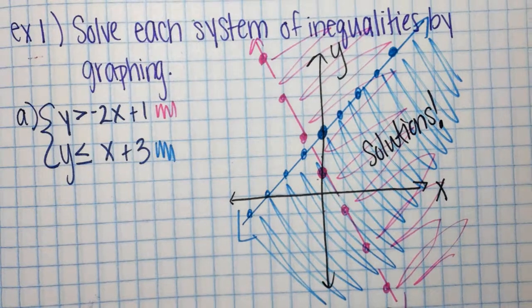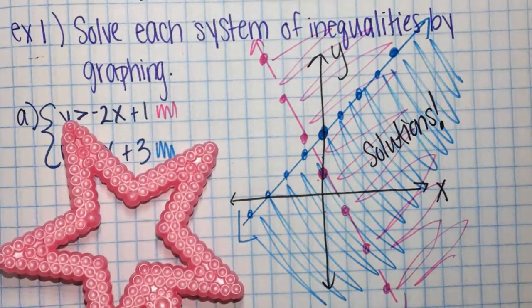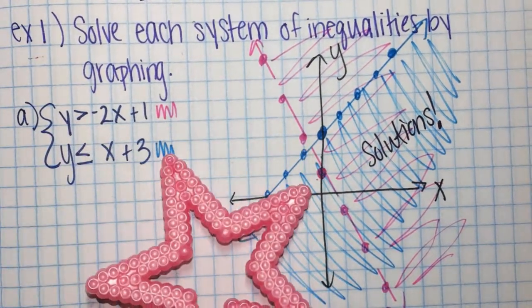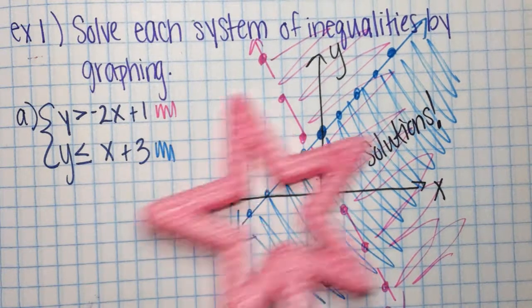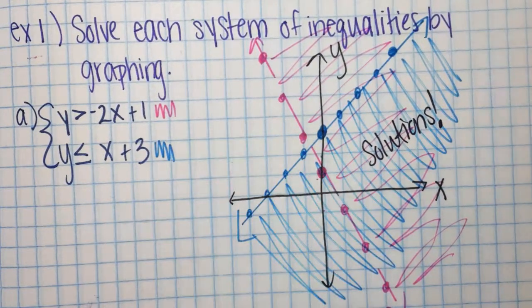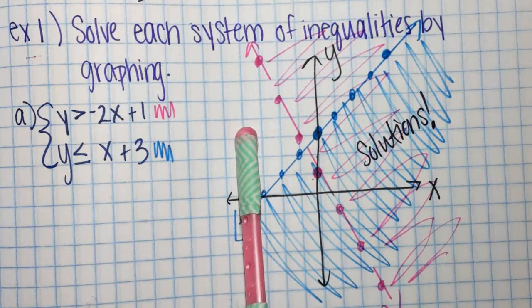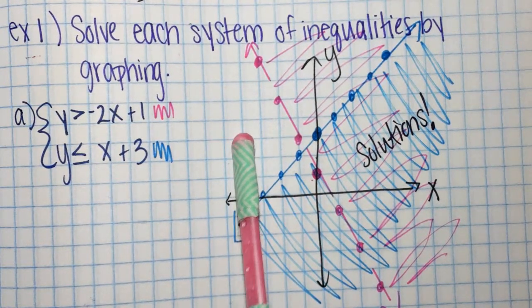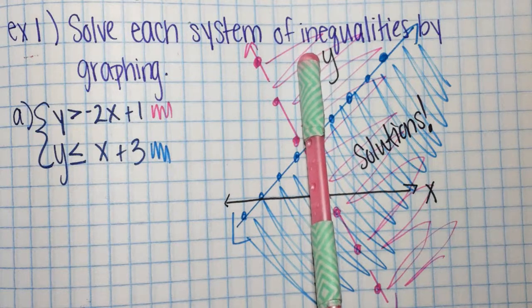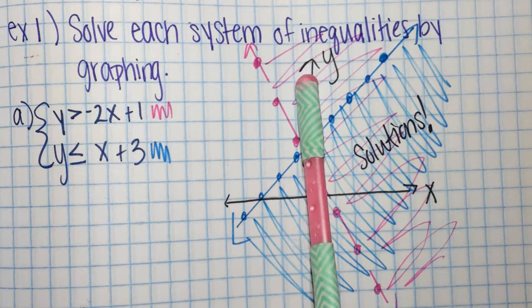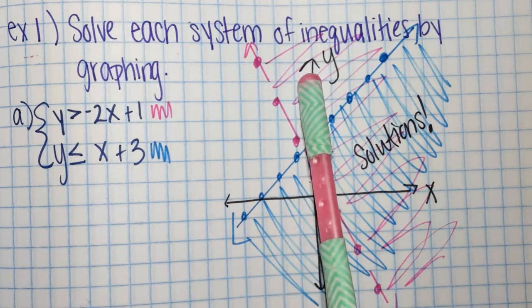Alright, now, it has to be above the pink line and below the blue line. Right here. Is this above the pink line in this section right here? Is it below the blue line? No. So that's not where our solutions are. Right here, is it above the pink line? Yes. But is it below the blue? No, so that's why it doesn't work.